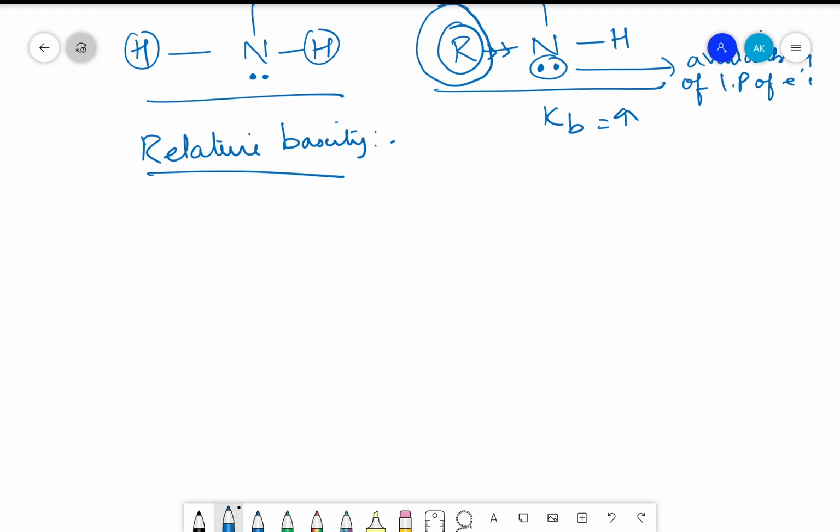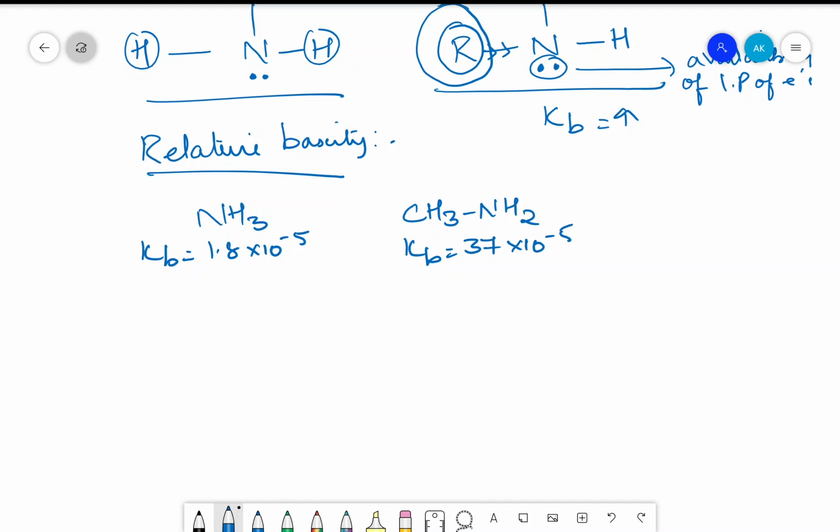Now the values we are just trying to calibrate here. For ammonia, that is NH3, the Kb value is supposed to be 1.8 into 10 to the power of minus 5. The next compound, that is primary amine, CH3NH2, that is methylamine, the Kb value is equal to 37 into 10 to the power of minus 5. That means 1.8 was the value for ammonia, but for primary amine, that is methylamine, it is 37 into 10 to the power of minus 5.